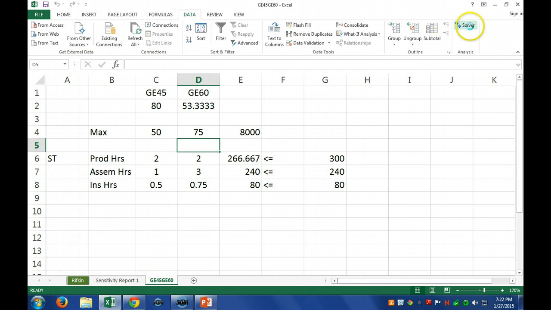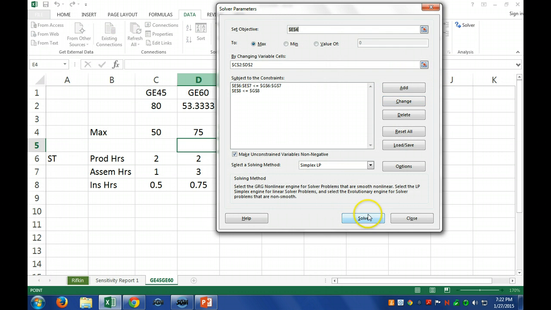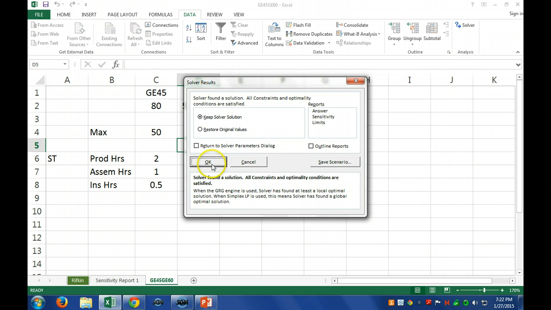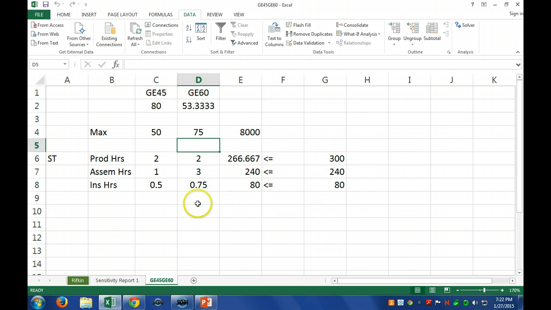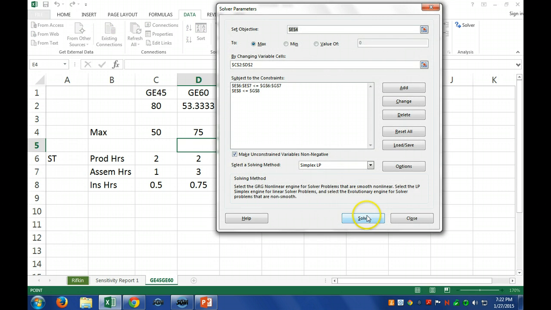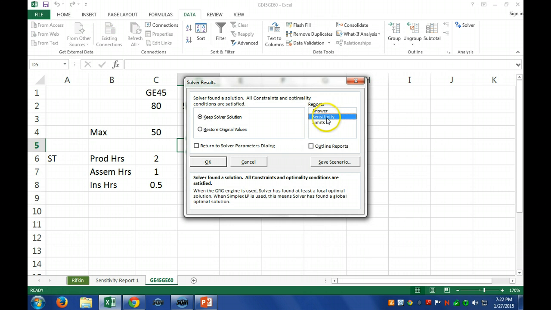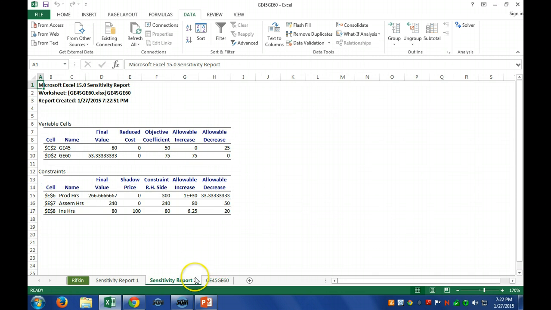So let's resolve and get a new sensitivity report, because I want to make sure that matches. So I click solve. Solve our final solution. Oops, I forgot to keep the solution. So solve. I'm going to keep the sensitivity report. Okay, so I'm going to look at it, make sure everything matches. All right. So let's look at inspection hours. Right now, I have 80 inspection hours, and I'm using all 80.